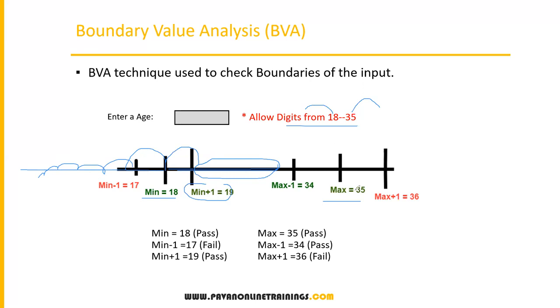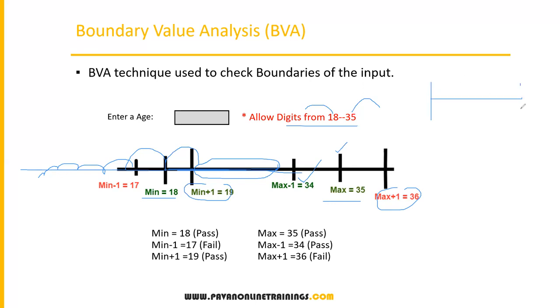Now comes the maximum. Max equal to 35, which will allow. And below the maximum number, we will verify only one value, that is maximum minus 1, which will also allow. So here we are checking minimum plus 1 and maximum minus 1. If these two values are allowed, what does it mean? All the values between this range will be allowed. Now, maximum plus 1 is not valid, so it will not work. If this is not valid and not allowed, that means whatever number comes after 35 will not be allowed. So we need not verify all the values. This comes under boundary value analysis.